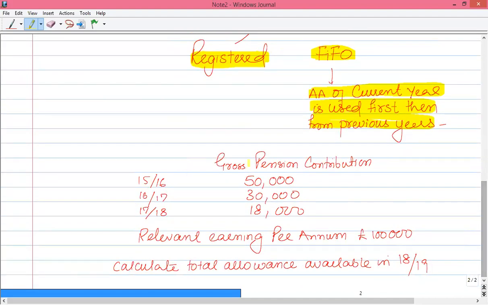For example, we have gross pension contributions in the years 15-16, 16-17, and 17-18. That is 50,000, 30,000, and 18,000. Now, relevant earnings per annum are 100,000. Calculate the total allowance available in 18-19. Remember, the 18-19 allowance is 40,000. Now we'll calculate the unused allowance first.